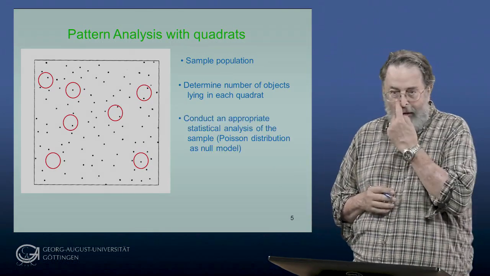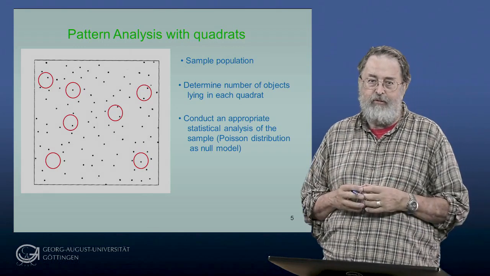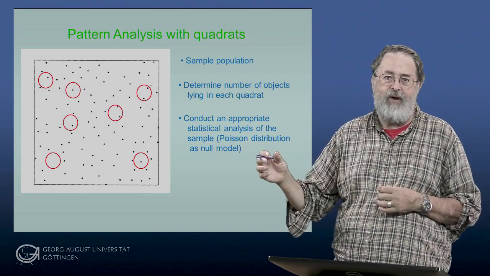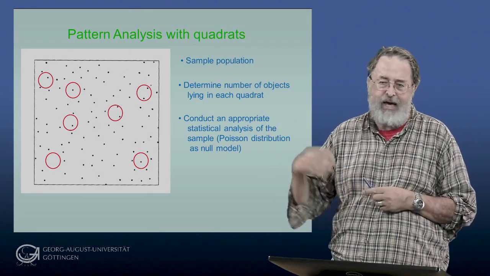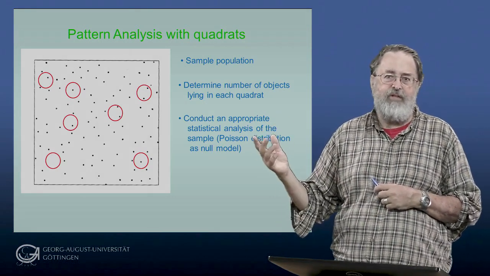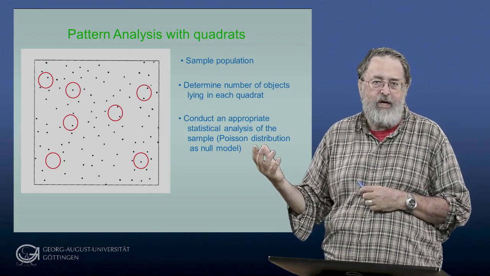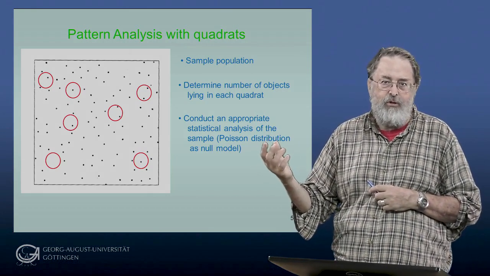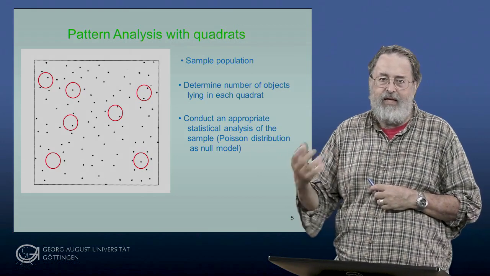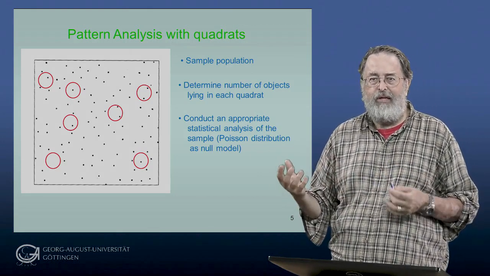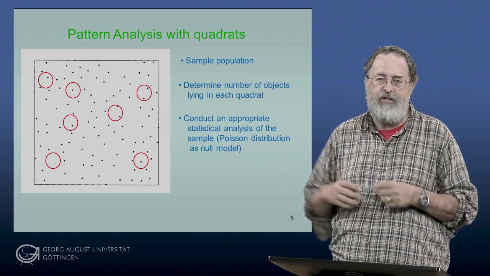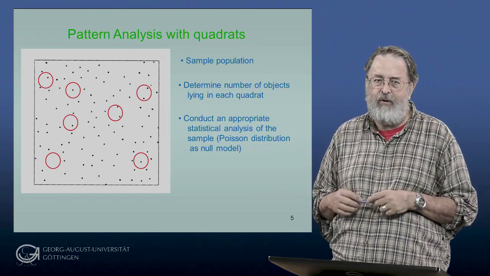Once we have the data assembled, we have the number of quadrats that have different numbers of individuals. So we may have 10 that have no individuals in them. We may have 5 that have 1, 7 that have 2, 10 that have 3. And we use that to test against what we would expect for a completely random process given the average number of points that we have in that quadrat.